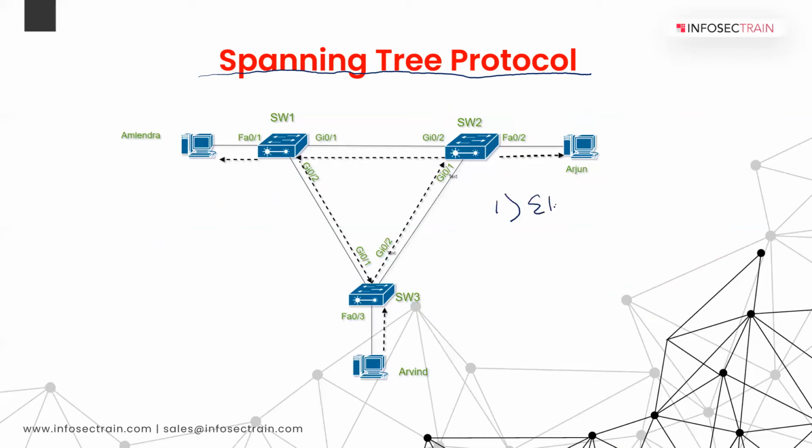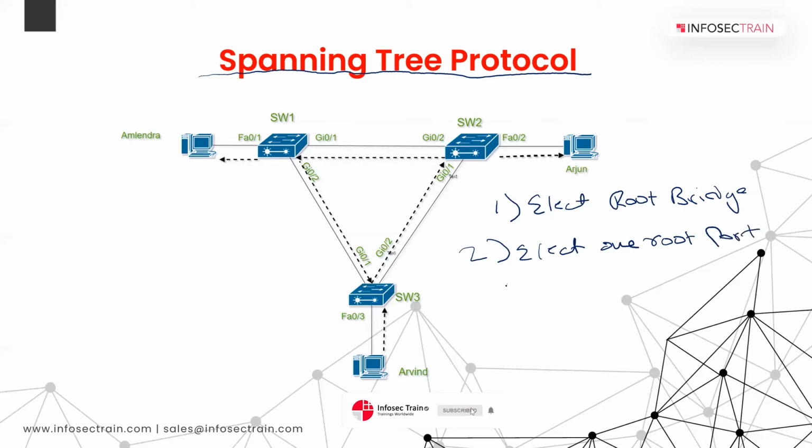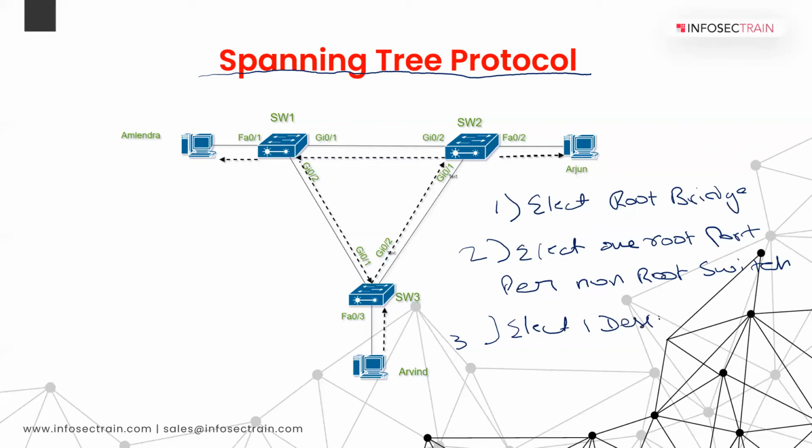First is elect root bridge. Now, guys, bridge here means switch, right? Now, second step, elect one root port per non-root switch, right? And the third step is elect one designated port.